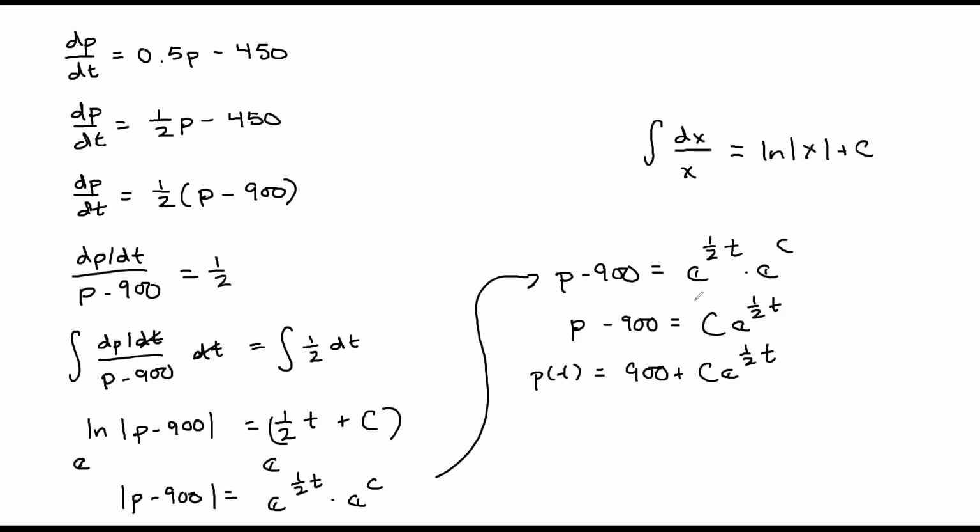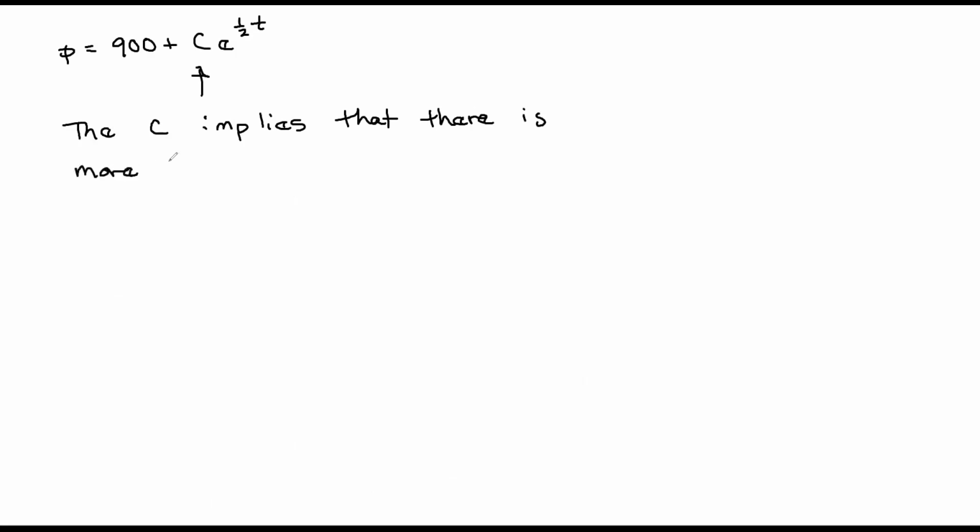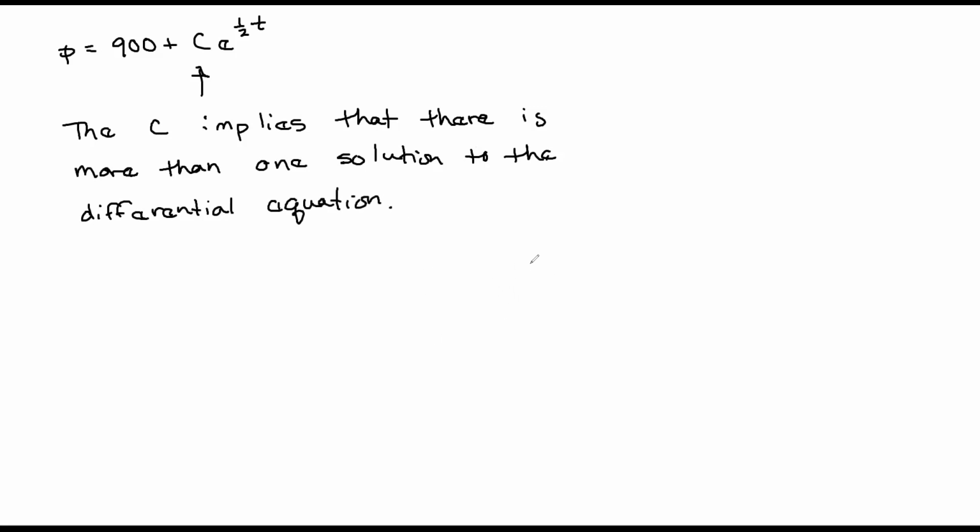So let's explore that for a moment on a separate page. Okay, so the C implies that there is more than one solution. This is going to be the norm. When we solve differential equations, generally what's going to happen is we're going to get a C somewhere in the result, which will allow us to generate many solutions, an infinite number of solutions to the differential equation.